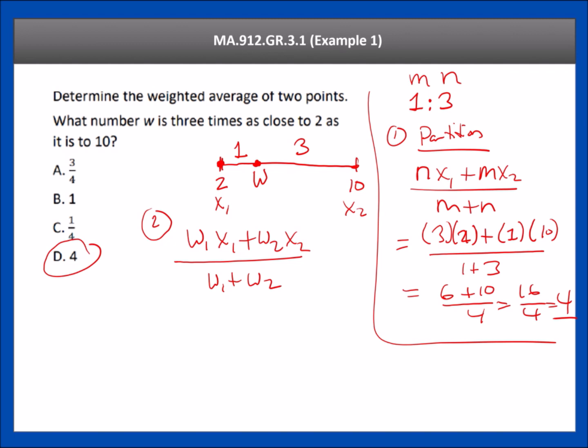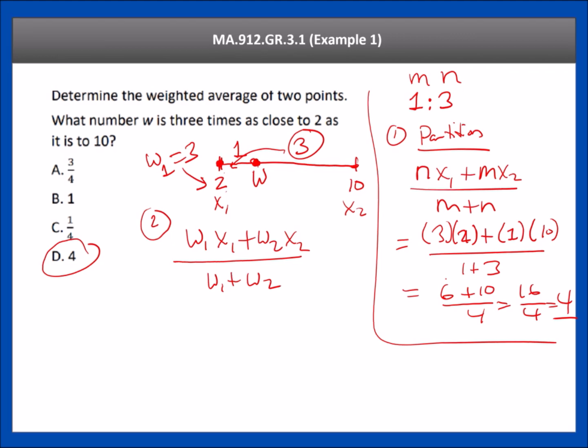In terms of weighted average, the weights are as follows. If you think about it, because W is closer to 2 than it is to 10, that means 2 is, quote unquote, heavier. And if 2 is heavier, then the weight of 2 must be 3. And because W is farther away from 10, that means 10 must be, quote unquote, lighter. When I say lighter, I mean in terms of weight, because we're talking about weighted average.